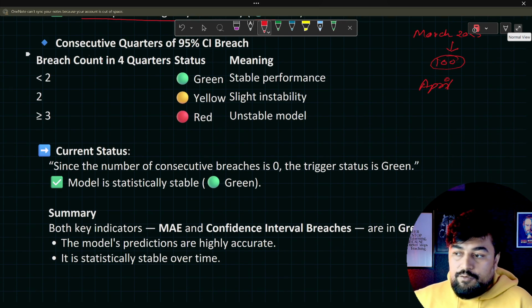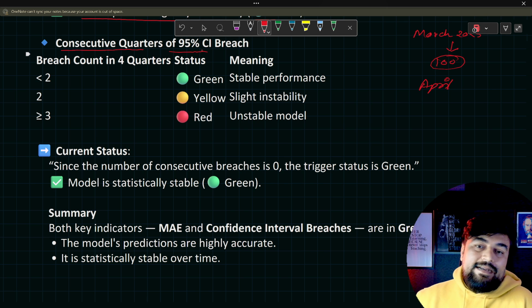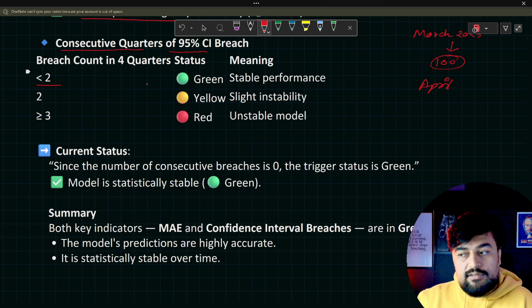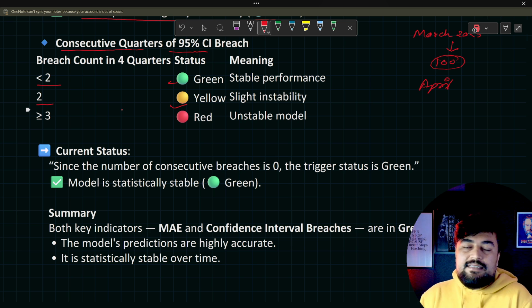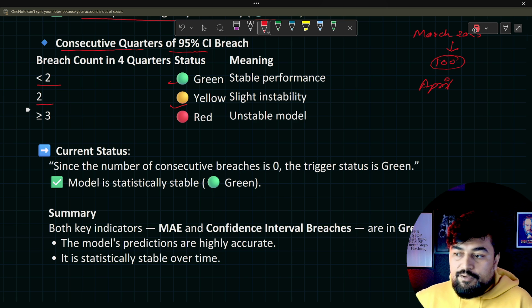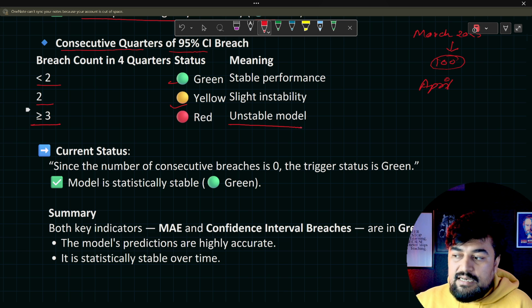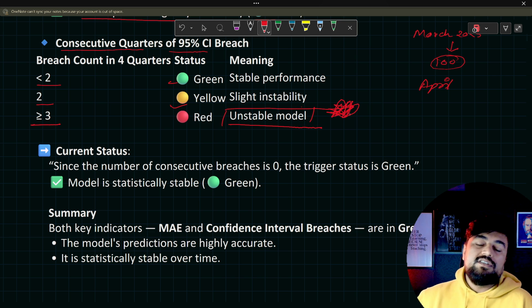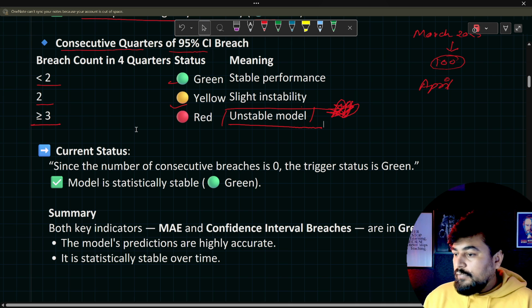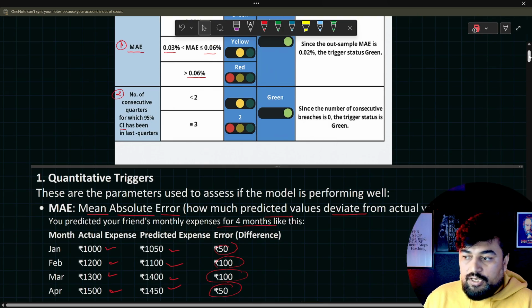Now, from the consecutive quarter of 95% confidence interval, the breach count in a 4-quarter window: if it's less than 2 quarters, that's green. If it's equal to 2 quarters, then it's a yellow status. That means the breach is happening for 2 quarters. If the breach is happening for more than 3 quarters, which is 9 months, that means your model is an unstable model. In this case, we need to raise a red flag that your model is not working well, so you need to change your model. In the current situation, when I was talking about this, all these concepts apply.